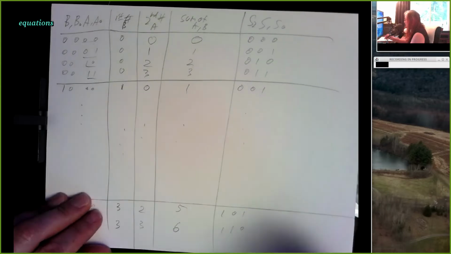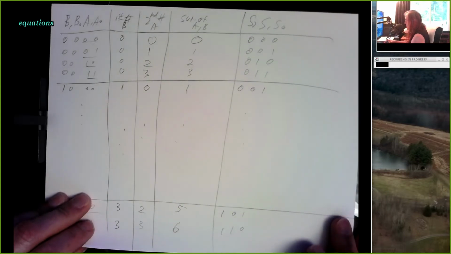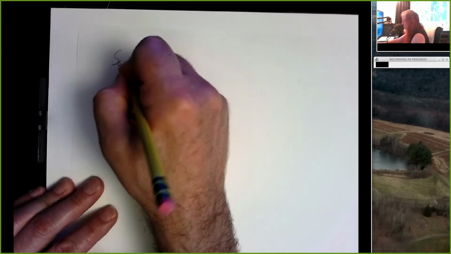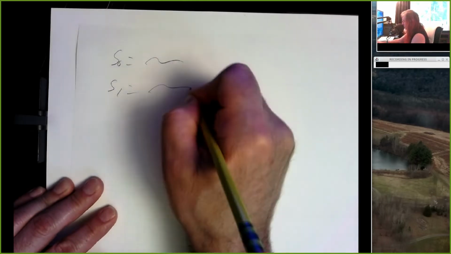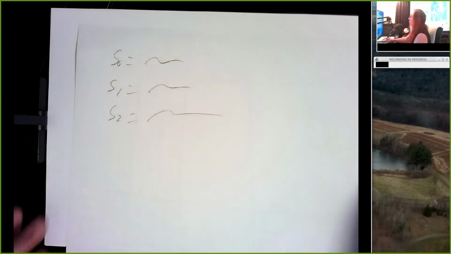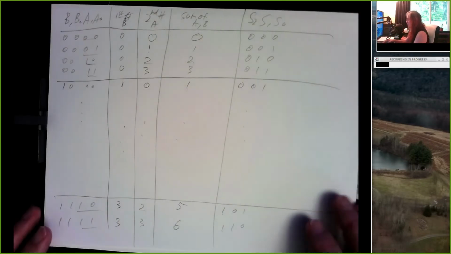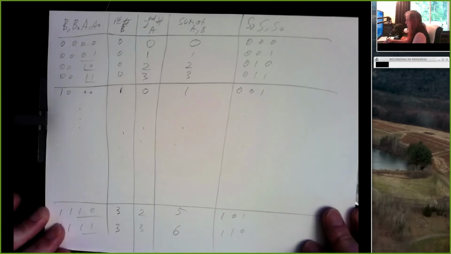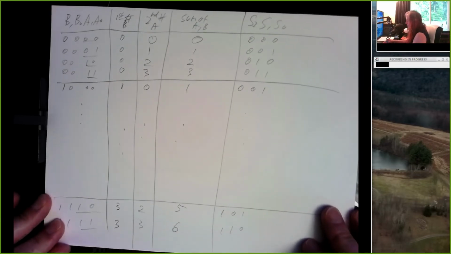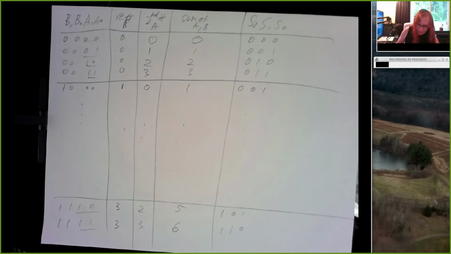Alright, so from here we go to equations. And what are your equations going to look like? S0 equals something, S1 equals something, S2 equals something. And where do you get those? Typically sum of products. And if you write those equations, they're going to be pretty long and complex.